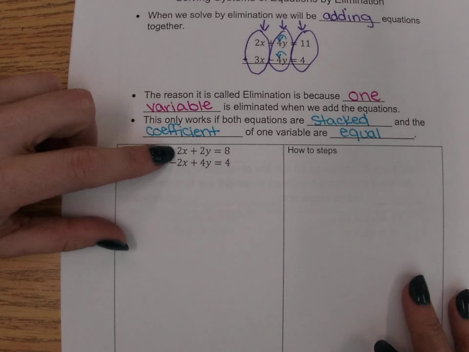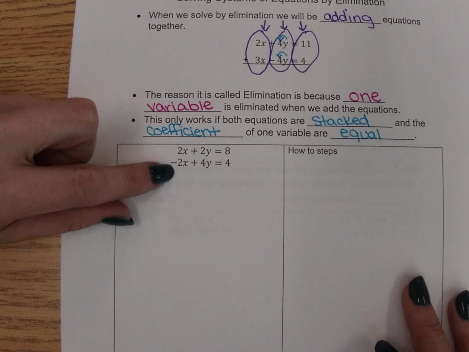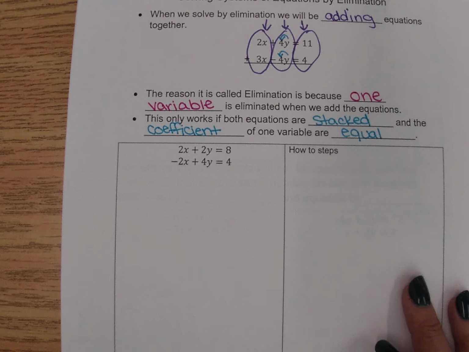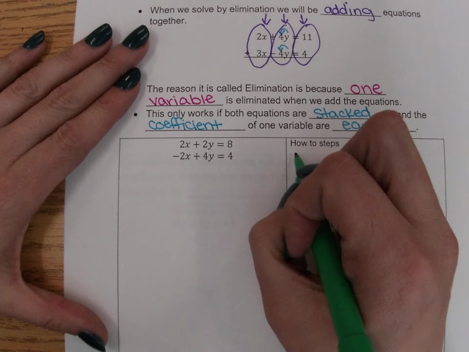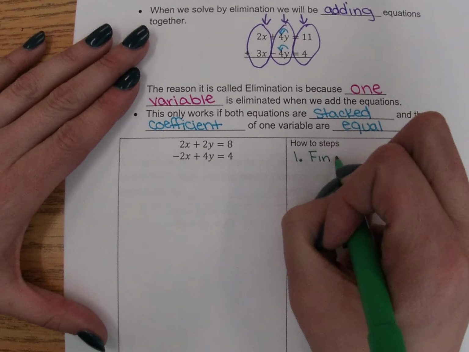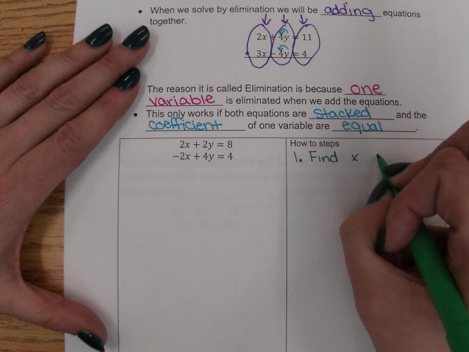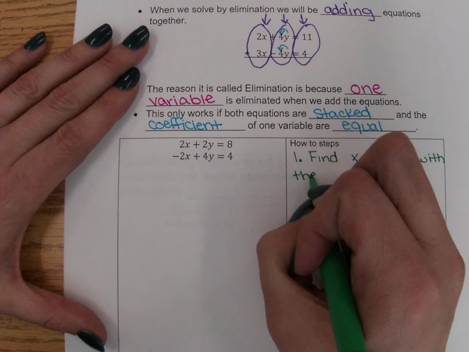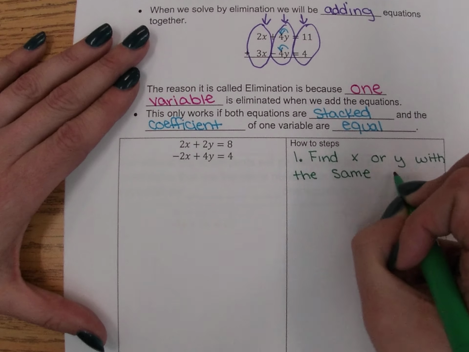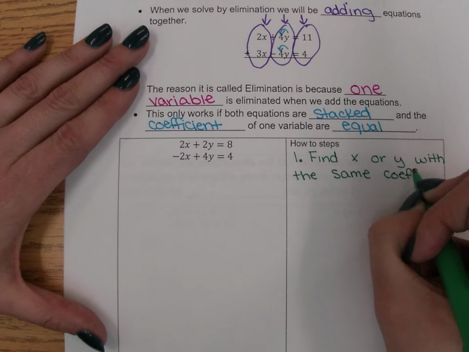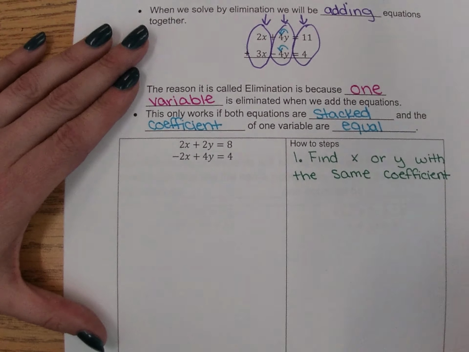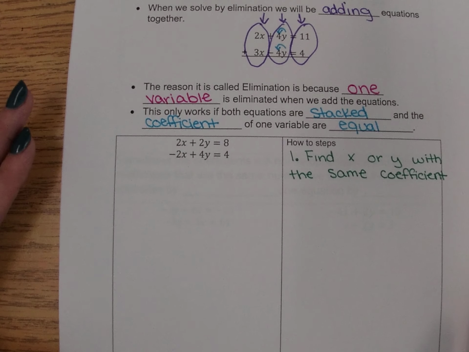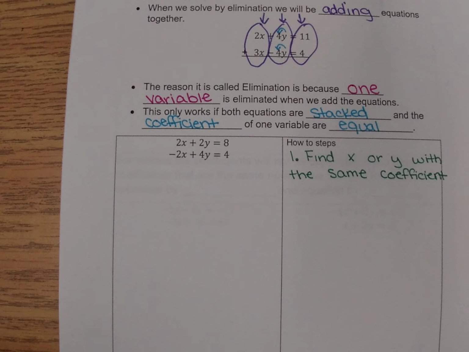Okay, the first thing that we want to make sure is that we have everything nice and neatly stacked. The x's on top of the x, the y on top of the y, the equal on top of the equal, and the number on top of the number. Okay. Our first step is going to be to find an x or y with the same coefficient. Now, again, when I say the same coefficient, don't pay attention to the sign. We'll deal with that momentarily. So we just want to see the same number in front.